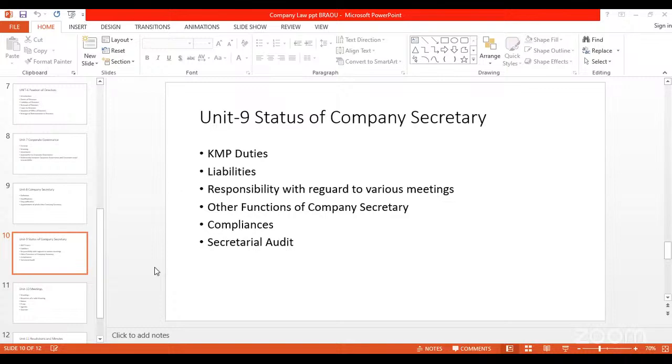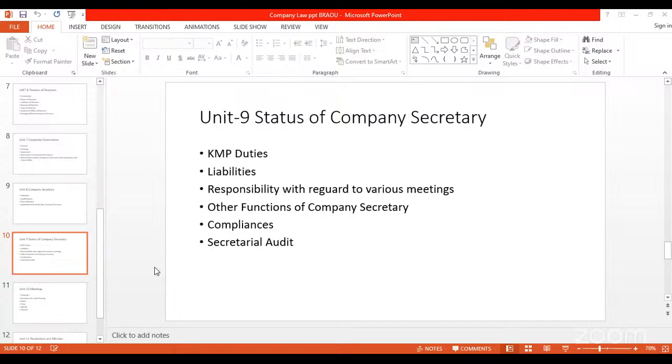So, to report to the board about compliance with the provisions of this Act, the rules prescribed thereunder and other laws applicable to the company. Then, to ensure that the company complies with the applicable secretarial standards. Then, to discharge such other duties as may be prescribed. So, apart from these functions, some other functions under different provisions of the Act are also performed by the CS.